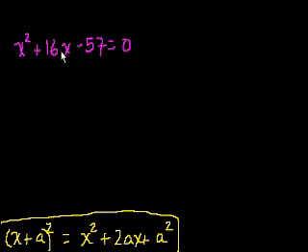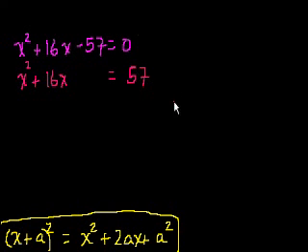So let's see. First of all, let's just check to make sure this isn't a perfect square. If this were, this coefficient would be equivalent to the 2a, right? So a would be 8, and then this would be 64. This is clearly not 64, so this right here is not a squared expression. So what can we do? Well, let me get rid of the 57 by adding 57 to both sides of this equation. So I would get x squared plus 16x is equal to 57. All I did is I added 57 to both sides of this equation.